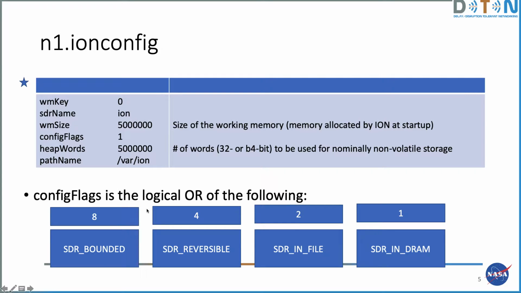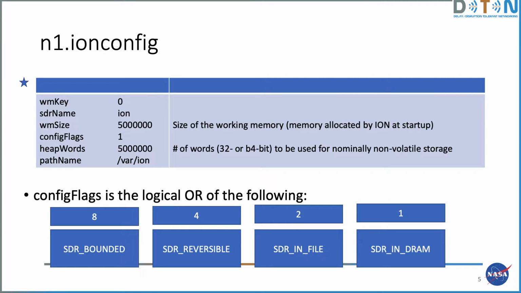This is N1's Ion config file that got referenced there from the IPNRC. So this has some stuff that's, I think actually all of it, associated with the simple data recorder. There's a key for the working memory, a name for the SDR, and a size of the working memory, and all of this is going to get allocated one time when Ion starts up, and after that Ion doesn't do any dynamic memory allocation.